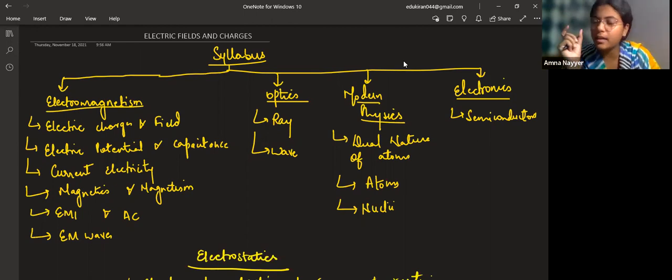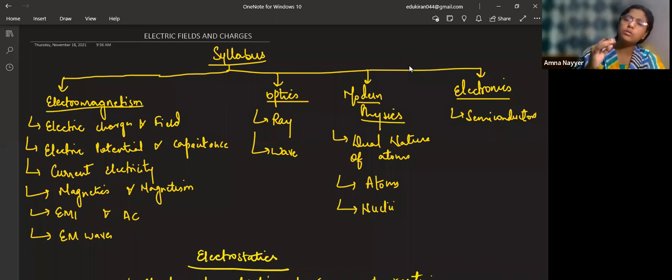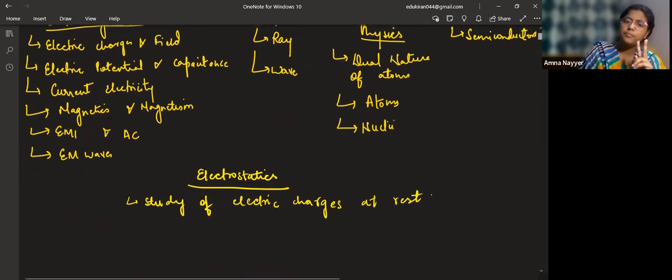So electrostatics. Statics means what? Something that is at rest, something that is not moving. So when the charges are static, not moving, we call it electrostatics. Charges not moving is what is meant by electrostatics. This is that branch of physics that deals with charges at rest.